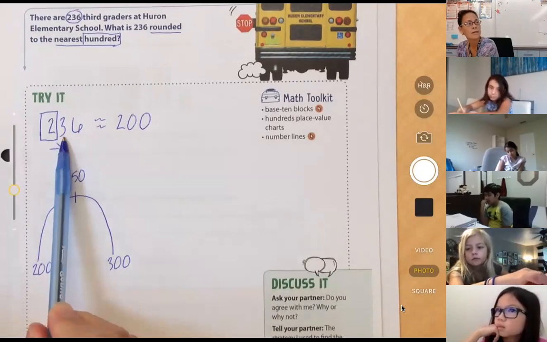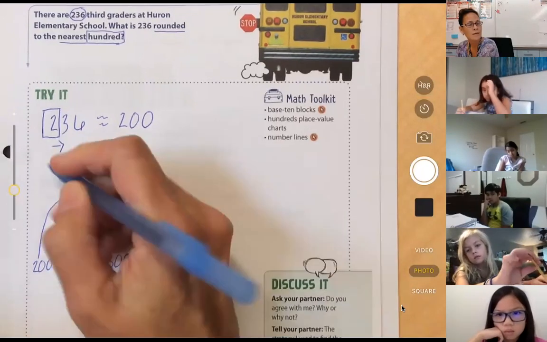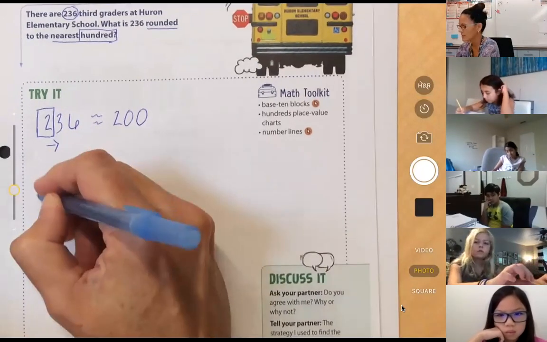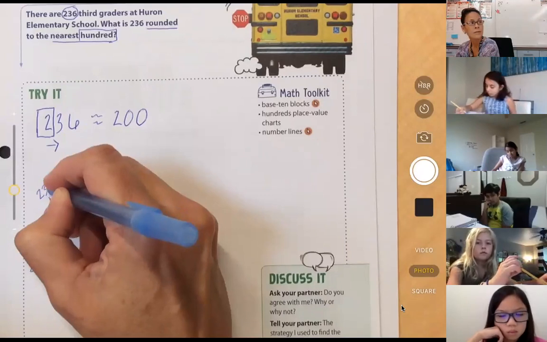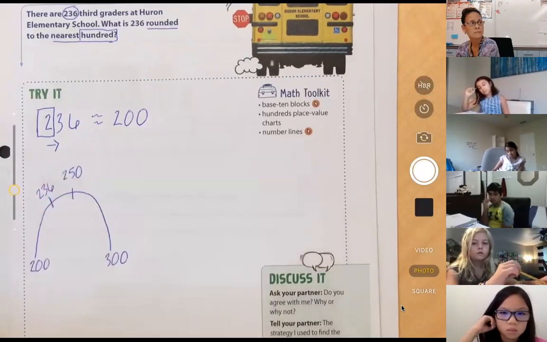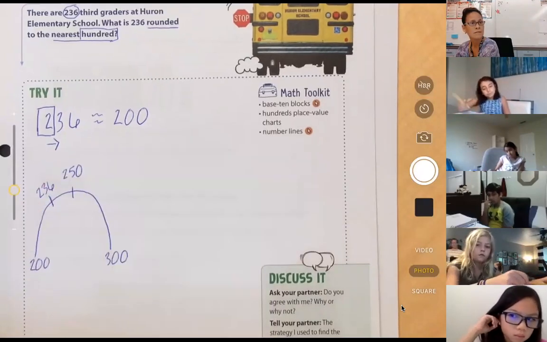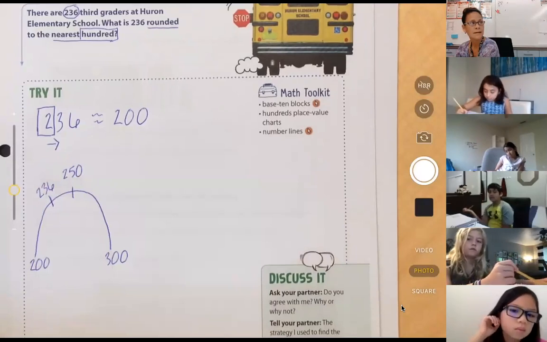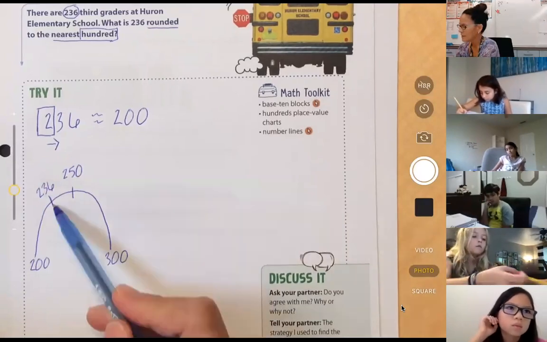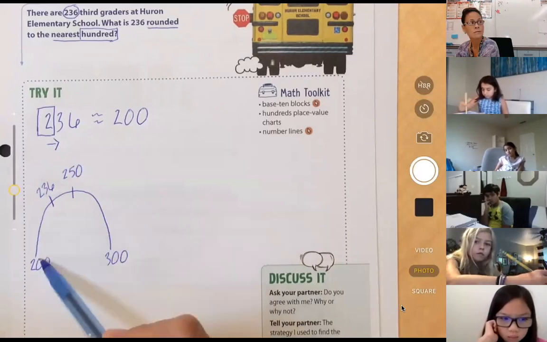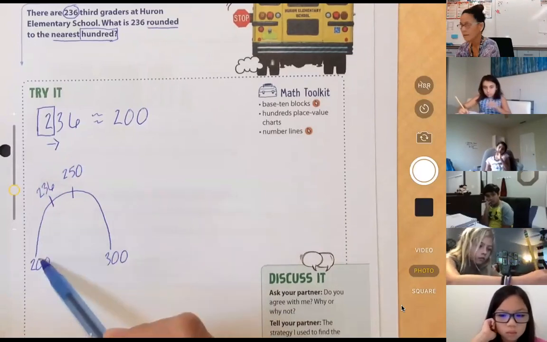So based on our hill, we would definitely be rounding down because it is closer to 200 than it is to 300. Does everyone see that? Again, this number is closer to 200 than it is to 300.